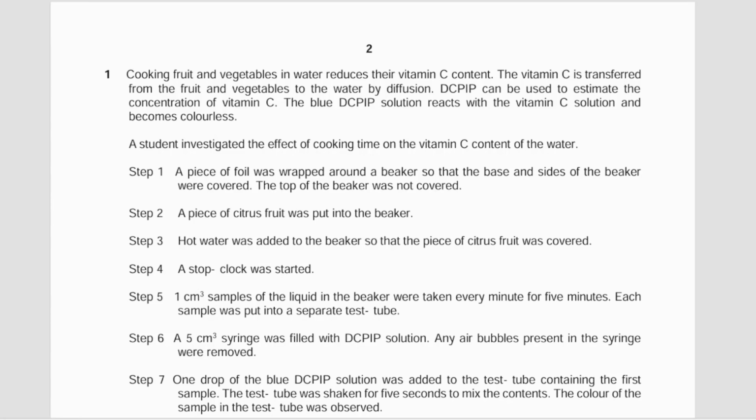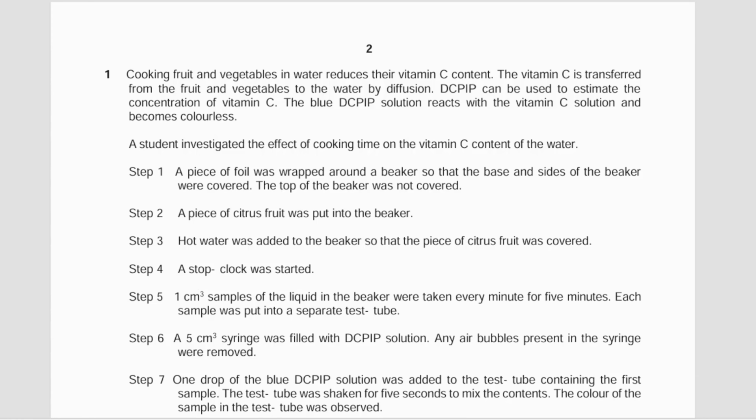Okay. So what they're saying is that cooking fruits and vegetables in water reduces their vitamin C content. The vitamin C is transferred from the fruits and vegetables to the water by diffusion. So DCPIP can be used to estimate the concentration of vitamin C. What they have investigated: they took a piece of foil and wrapped it around the beaker. Why do you think they have done so? They wrap the beaker with foil.